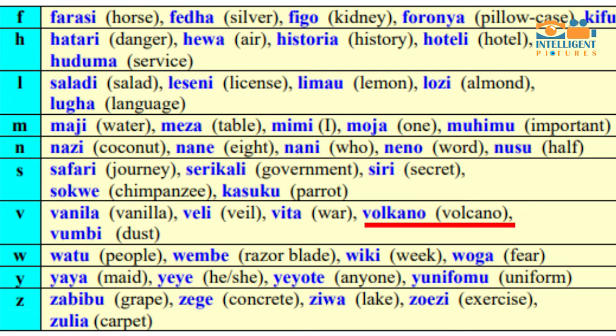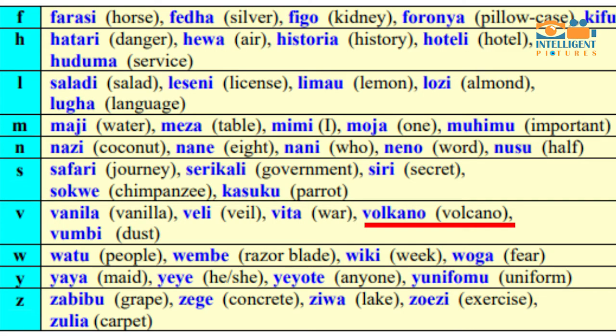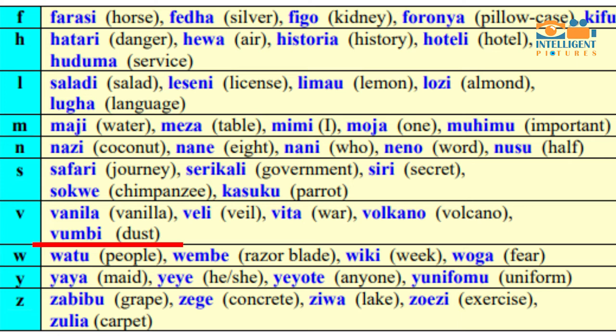And there is also another word, that is volcano. Volcano means volcano, okay? We pronounce it just the same as in English. But only that in Swahili we put a letter K, so we say volcano. So in English, it means volcano. We also have another word, vumbi. Vumbi means dust. Okay.